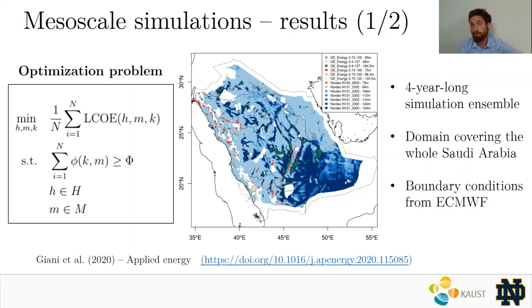is the LCOE. So basically, once you select a certain H, a certain M, and a certain K, we can calculate what would be the LCOE based on the wind data that we have calculated with our simulations, based on the power curve of different models of the turbine, based, of course, on where you are in the map. And this is an optimization problem, and it's actually a constrained one, because we need to, first of all, satisfy a certain capacity that we want to install.